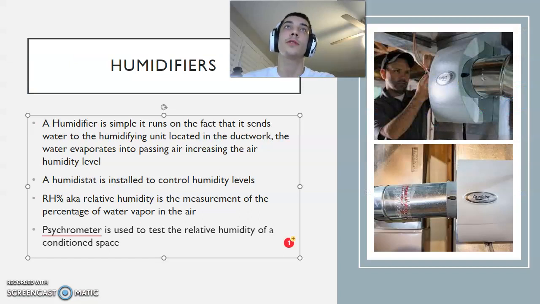Humidifiers. A humidifier is simple. It sends water to the humidifying unit located in the ductwork. The water evaporates into passing air, increasing the air humidity level. A humidistat is installed to control humidity levels. RH percentage, also known as relative humidity, is the measurement of the percentage of water vapor in the air. A psychrometer is used to test the relative humidity of a confined space.